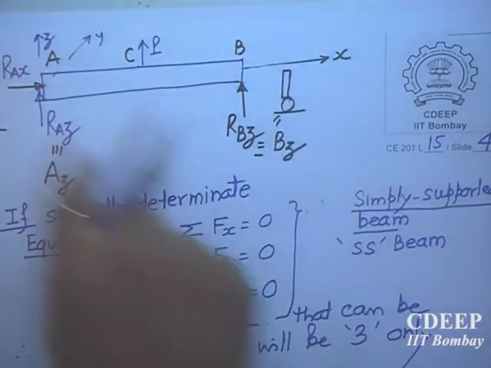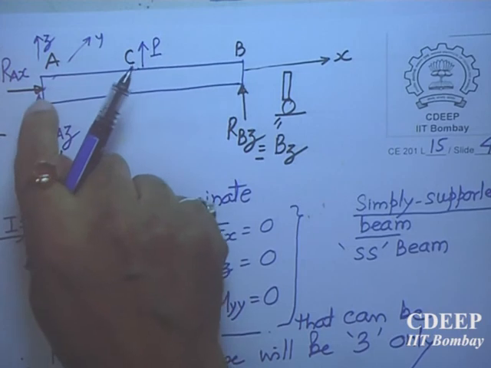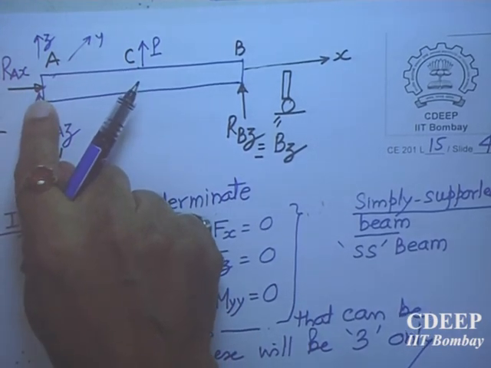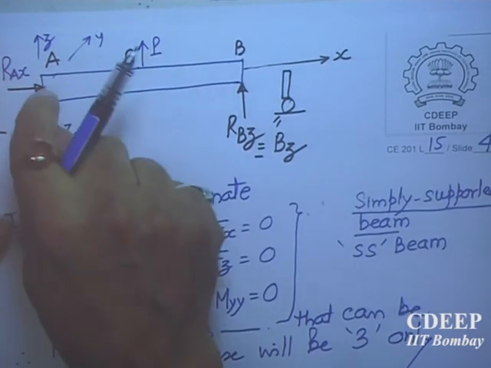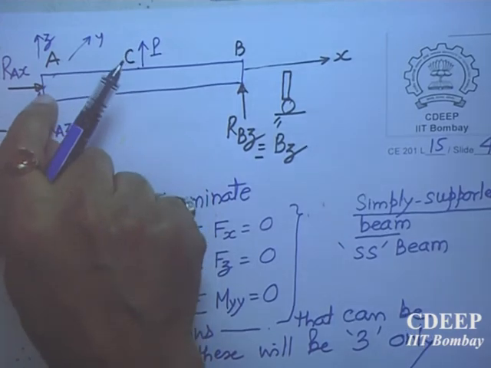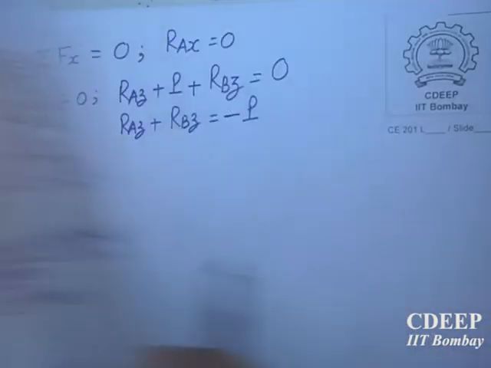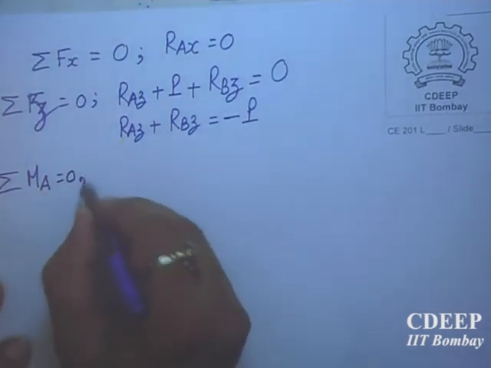There is no restriction. Moment about any point. Then we take the point where the maximum number of forces are passing. Why? So that moments of those forces will be 0. I think the most convenient point is A, because there are two forces which are passing. So I take moment about A, so moment about A is 0.